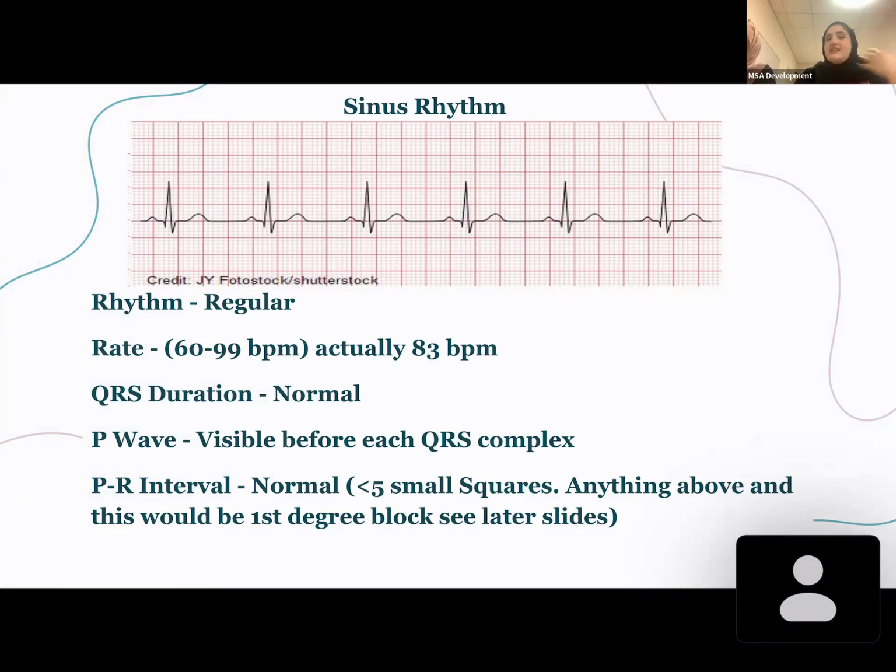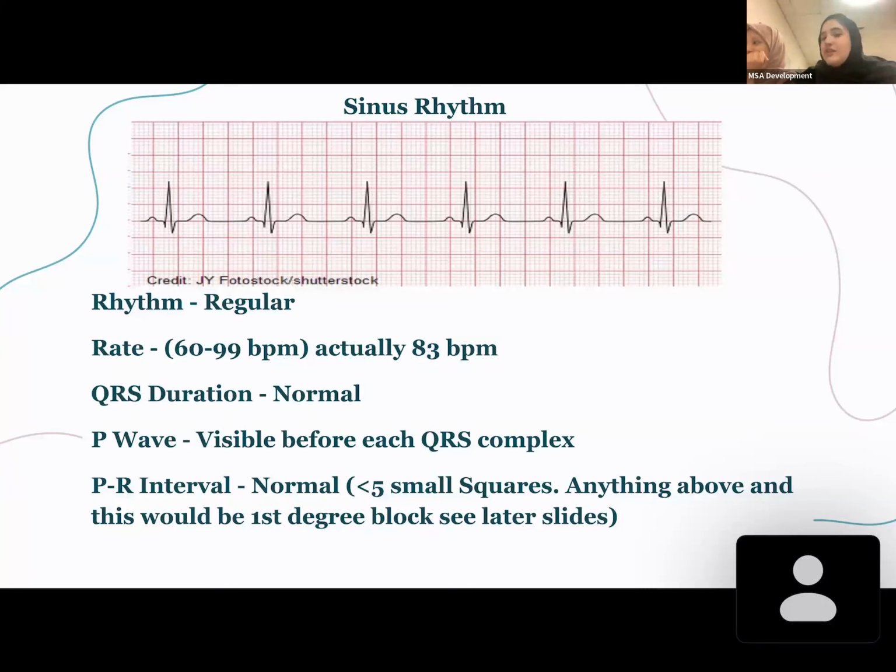So guys, this is the basis of literally the ECG. You have to memorize how this looks so you can compare it to everything else. The rhythm is regular. The rate is usually between 60 and 100. This is the normal rate. The 83 here is wrong because this picture is not from your slides, but I got the description from your slides. So never mind the 83.